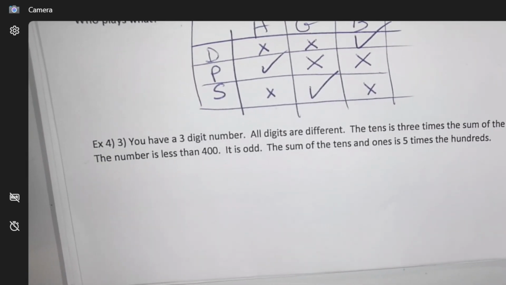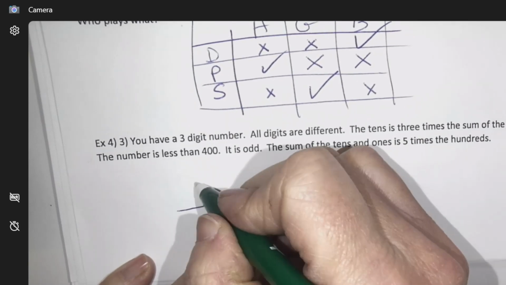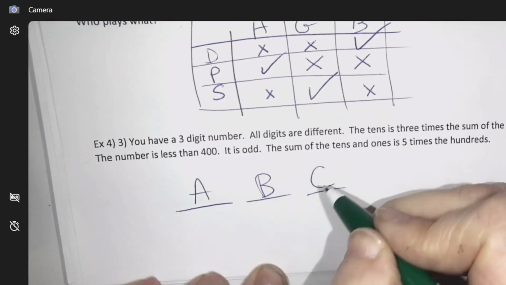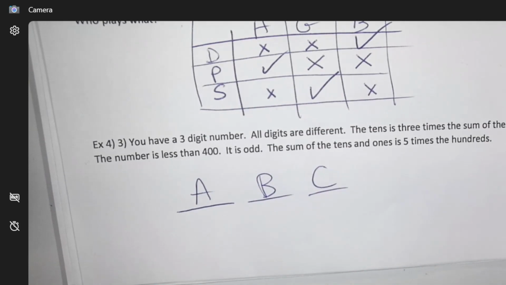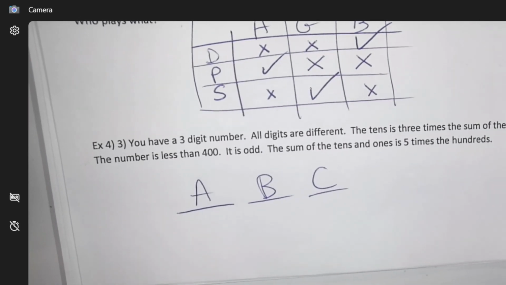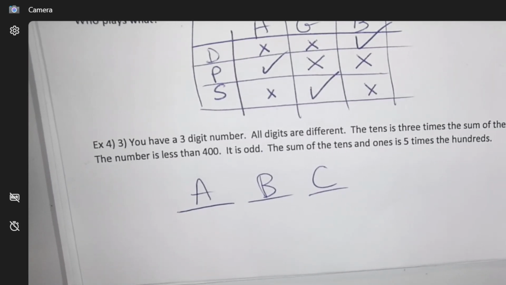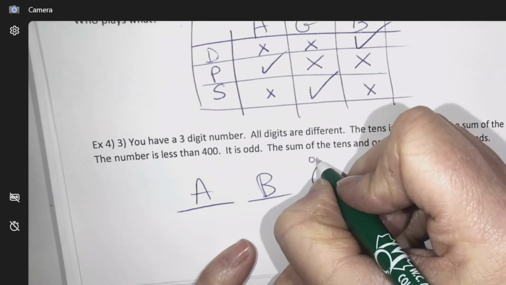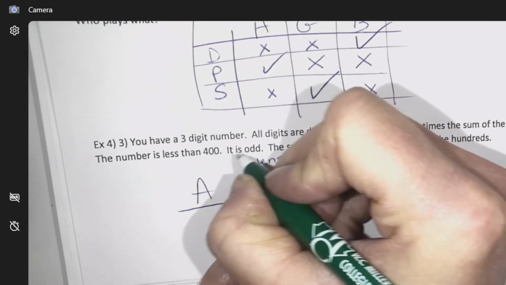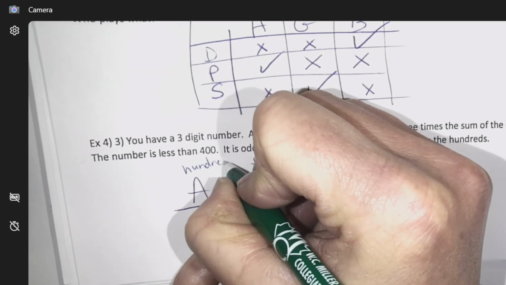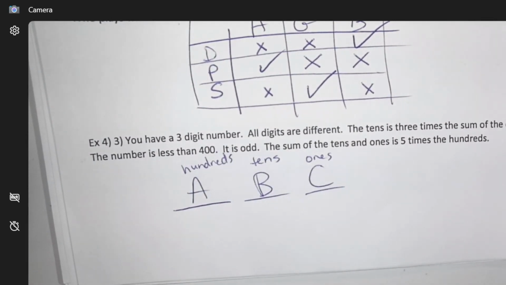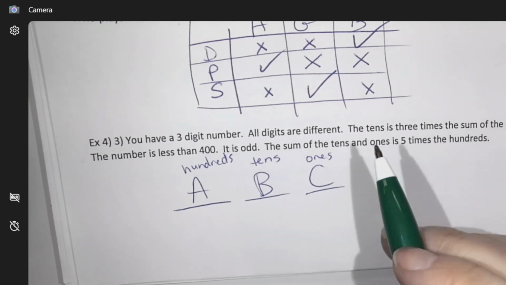Okay, on this one, you have 3-digit numbers, so we're going to go like this, A, B, C. All of them are different, so we have to use 3 different letters. Okay, it talks about digits. Do you guys know how digits work? This is the ones, this is the tens, this is the hundreds, right? Okay, so there we go. We have a 3-digit number. They're all different, so ABC.